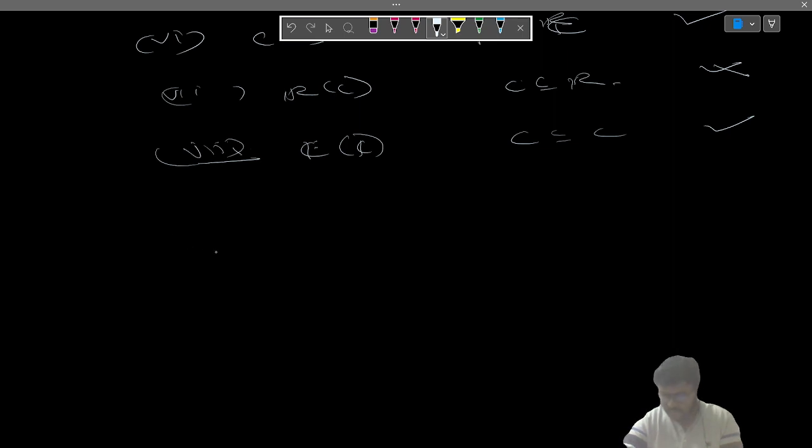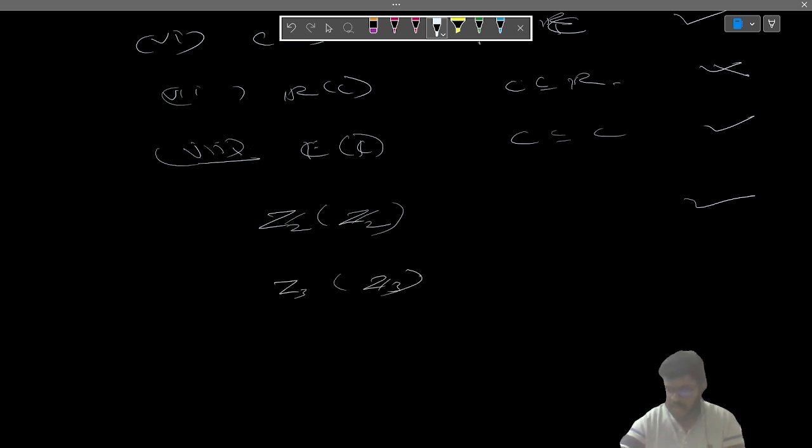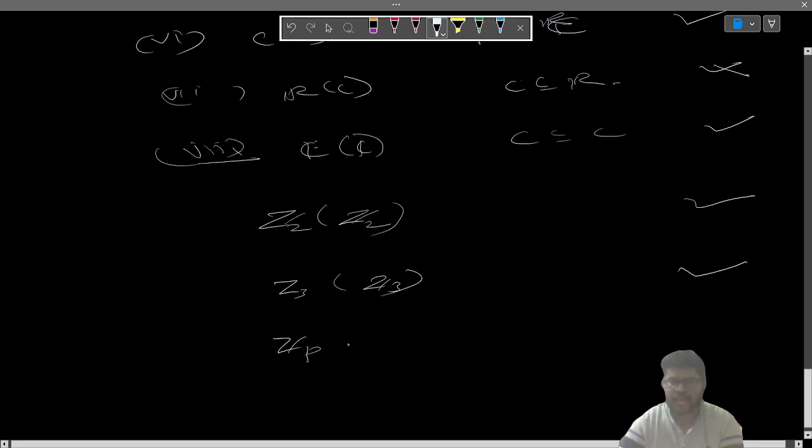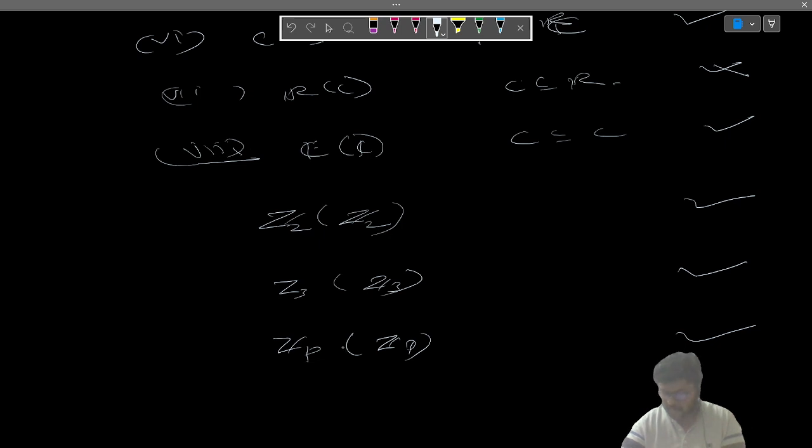Again, Z2 over Z2. This is modulo 2 arithmetic, right? So is Z2 over Z2 a vector space? It is a vector space. Z3 over Z3 is also a vector space. So Zp over Zp, where p is prime, is a vector space.